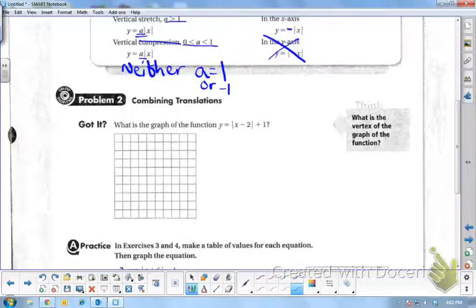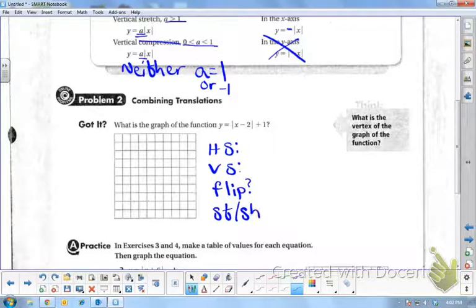What is the graph of the function y equals absolute value of x minus 2 plus 1? So we start by identifying the horizontal and vertical shift. We decide if it flips or not. We decide if it has a stretch, shrink, or neither. And then we're also going to put down the axis of symmetry equation and the vertex.